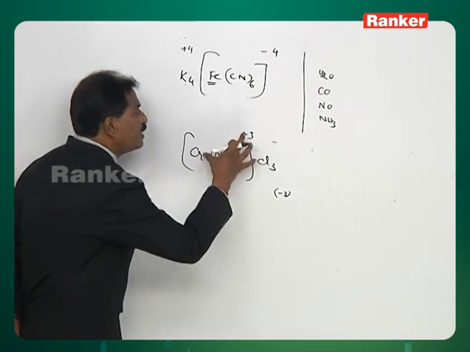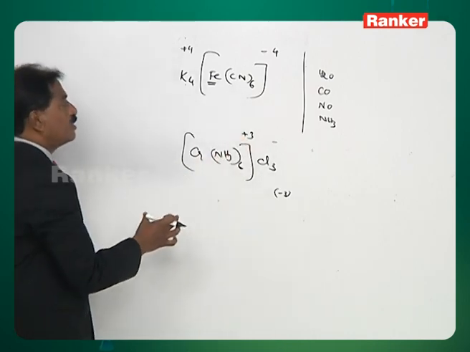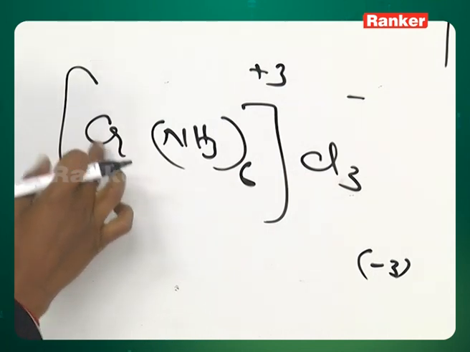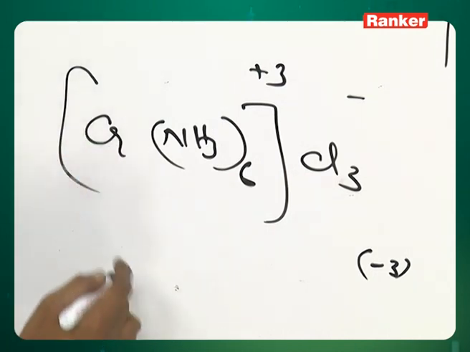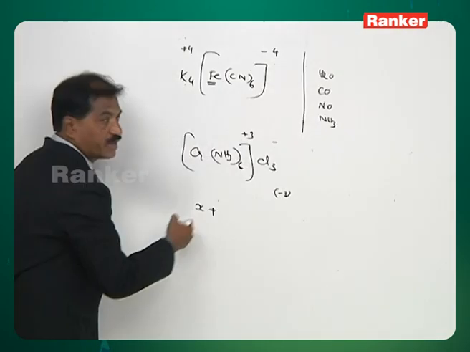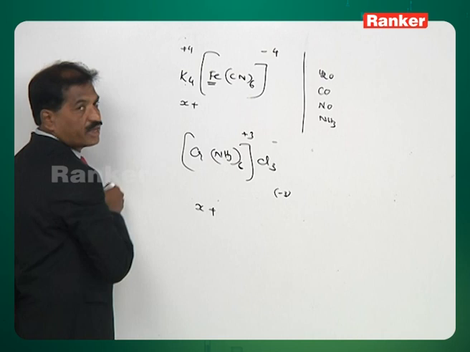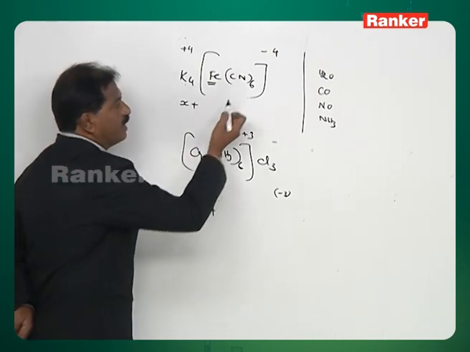Then, after getting the idea about the charge of the complex ion, now we can find out the charge carried by this metal atom. So let us say we want to find out the oxidation state of the chromium here. Let us say X. Similarly, we want to find out the oxidation state of the iron here. Let us say X.